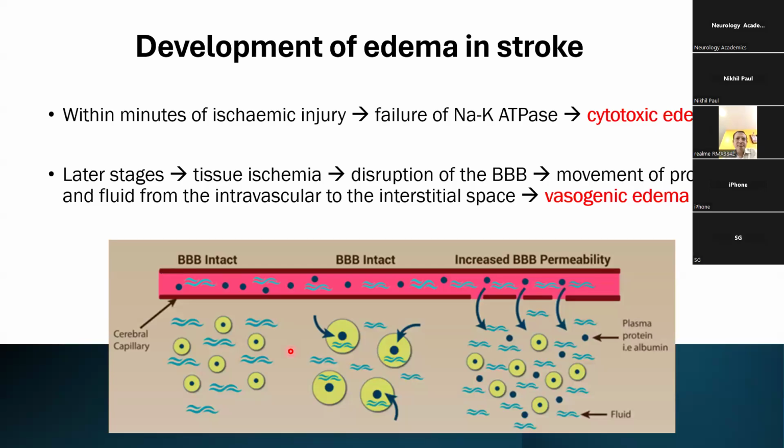Within minutes of ischemic injury, as I said earlier, there is energy failure followed by failure of the sodium potassium pump, which results in sodium accumulation within the cell and water subsequently entering the cell. The cell swells up. This is called cytotoxic edema. Later on, as the edema progresses, there is tissue ischemia and disruption of the blood-brain barrier. So osmotically active proteins and fluid leak from these cells into the intravascular space, and that attracts water. So there is water in the interstitial spaces. This is called vasogenic edema.